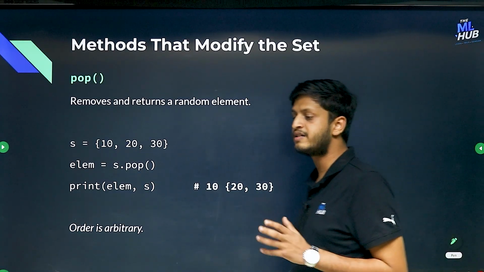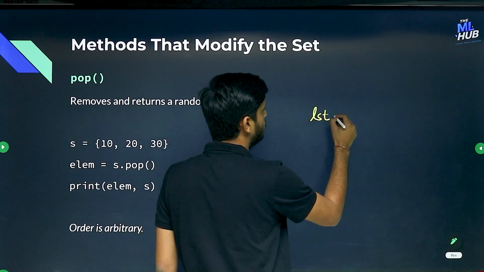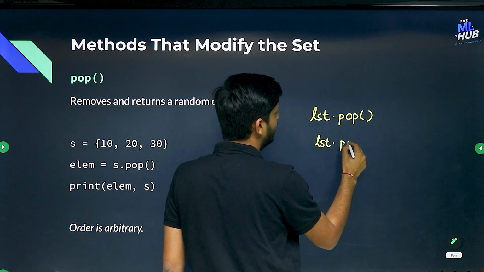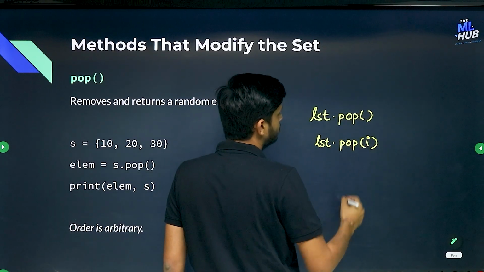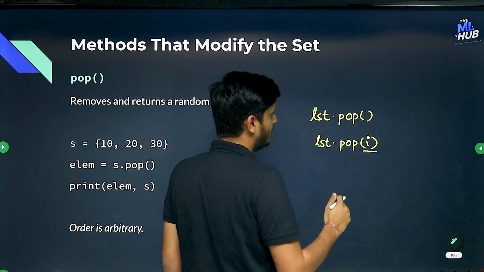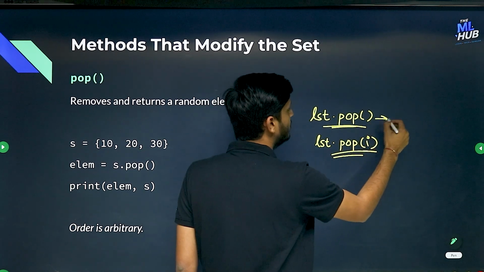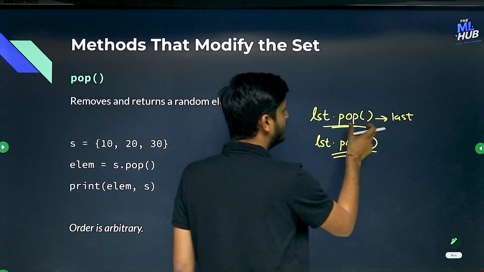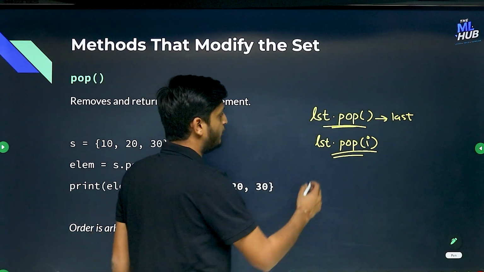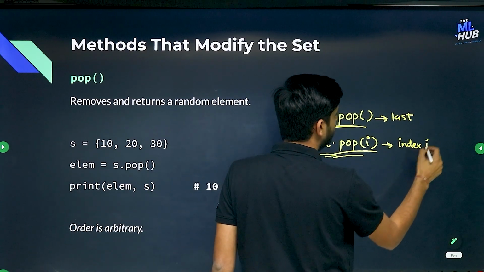Now what does the pop function in a list do? The pop function in a list can be used in 2 ways. You can either use it directly or you can use it with an index. If you use it with an index, the element at this index will be removed and returned. And if you use it directly, the last element will be removed and returned. Returned means the entire expression will be replaced by the element which is deleted. And if you give it an index i, the element at index i will be removed and returned.